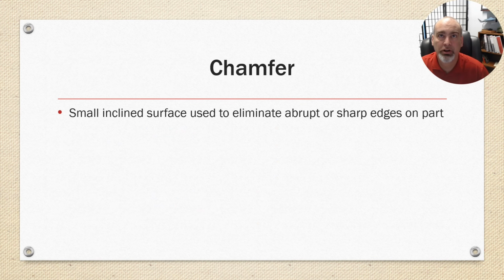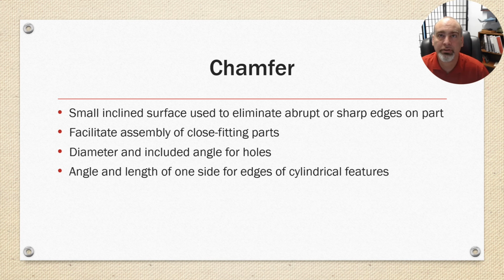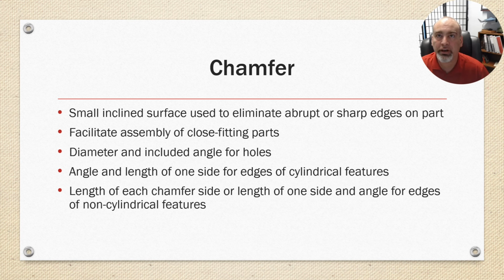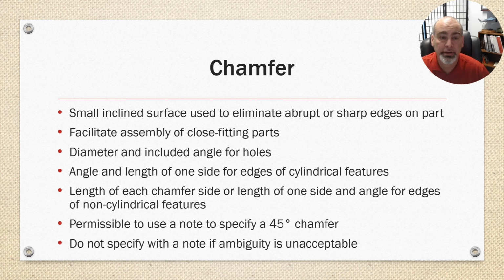Chamfer. It's a small inclined surface used to eliminate abrupt or sharp edges on a part, to facilitate assembly of close fitting parts. Diameter and included angle for holes. Angle and length of one side for edges of cylindrical features. Length of the chamfer side, or the length of one side and the angle, for edges of non-cylindrical features. It's also permissible to put a note to specify that chamfers are at 45 degrees if they are common, but it can cause ambiguity if you have multiple chamfer angles, so it's not recommended to use a general note unless it applies to the entire part.